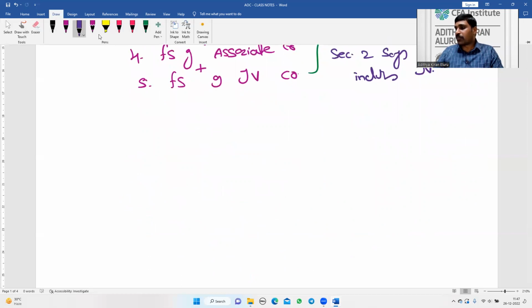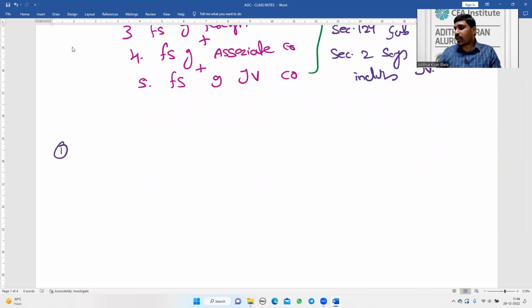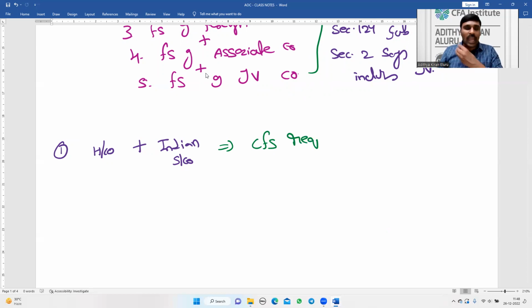But here the important concept is holding company plus Indian subsidiary: CFS is required. Sir, I don't have any associate or joint ventures, and I don't have a foreign subsidiary also. Can I prepare consolidated statements? The answer is yes. It's not mandatory that they all be included. If you have an associate or a joint venture company, then include it; if you don't, ignore it. If you have only an Indian subsidiary, then consolidated financial statements are required.